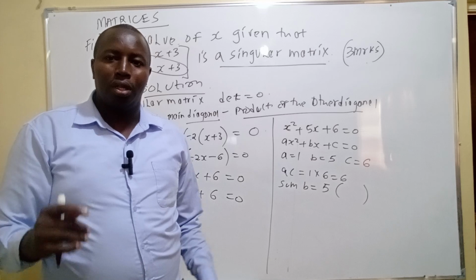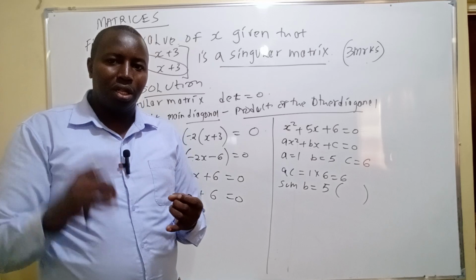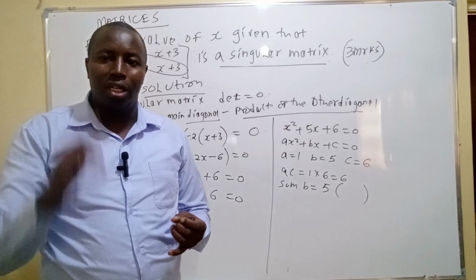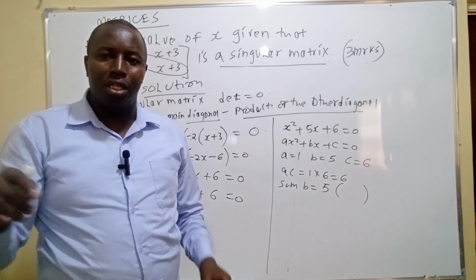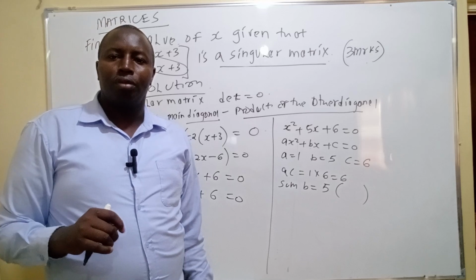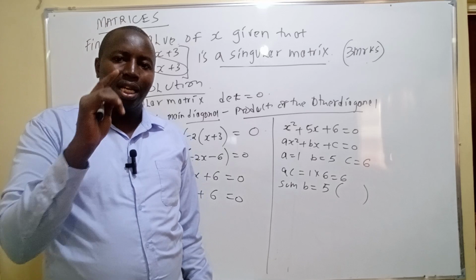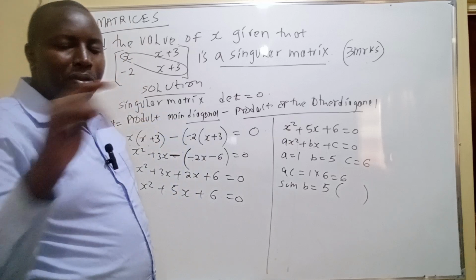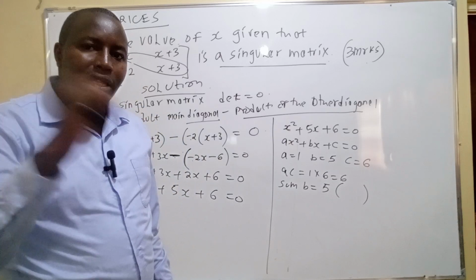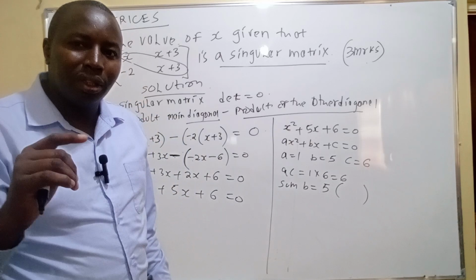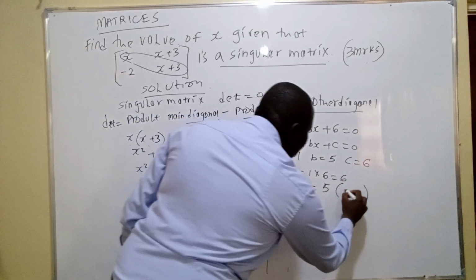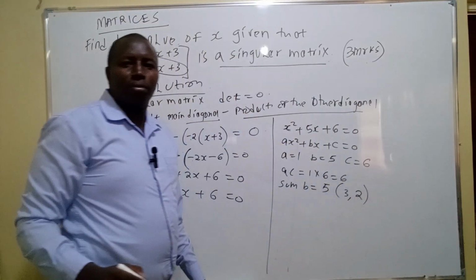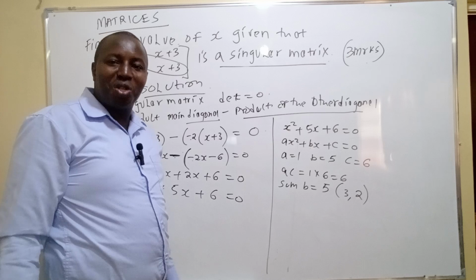You have two options. 1 times 6 is 6, but 1 plus 6 is not 5, it is 7. So you don't pick that. The second option is 3 times 2. 3 times 2 is 6, and 3 plus 2 is 5. Therefore, that one fits: 3, 2.